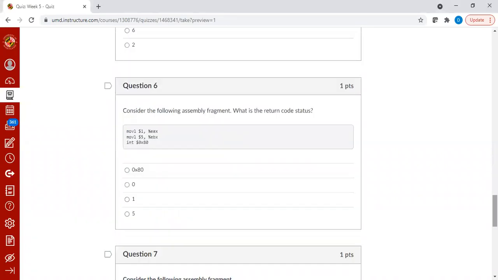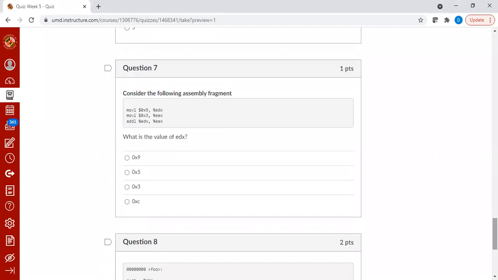Following assembly fragment, what is the return code status? So interesting question as well, because you see here we are basically calling exit of 5. The reason why I say exit is that the system call exit has the value 1 for the EAX register and 5 must be for the input argument. Therefore, we are calling int, which is the interrupt. So exit of 5 is the answer. Okay, clear. And let's move on to the next one.